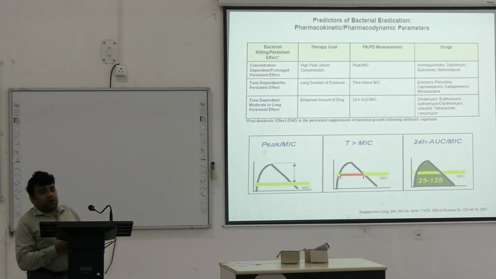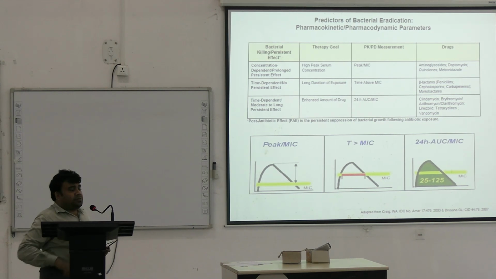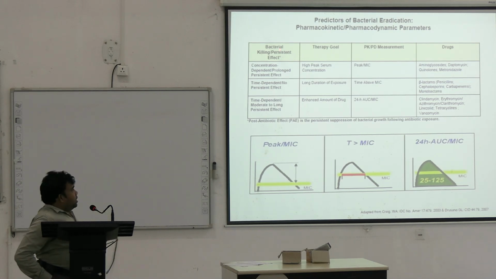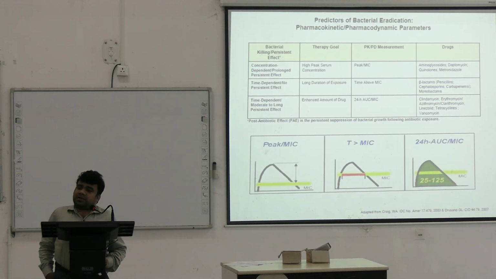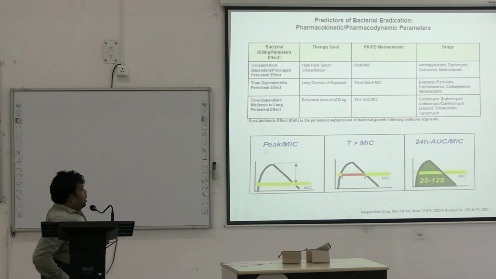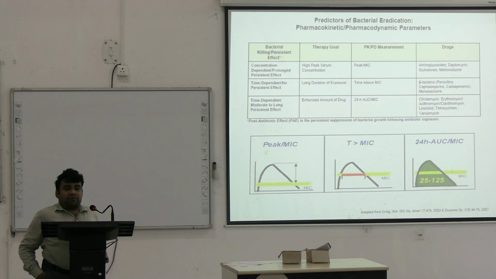Now why is this important? Because antibiotics can again be classified based on how effective they are. That is, whether it's concentration dependent, or time dependent, or has a post antibiotic effect or not. For example, some of the drugs like Aminoglycosides and Fluoroquinolones are concentration dependent. That means the higher the concentration of the drug in the blood, the more effective it is. However, the beta-lactam group of drugs are time dependent.